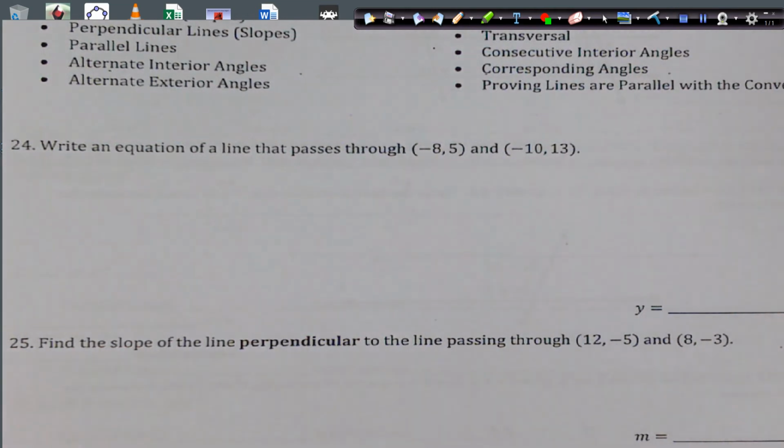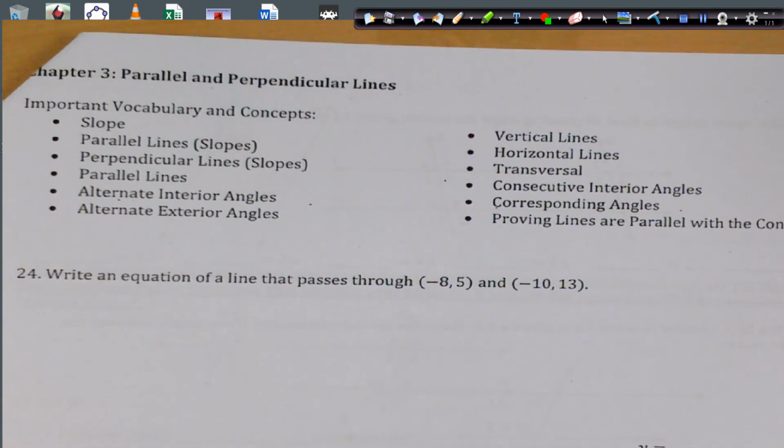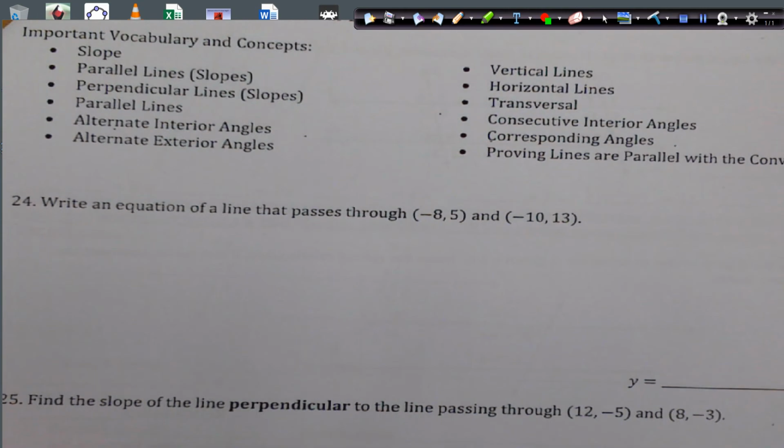Alright, welcome. This is part 2. We're starting with chapter 3 information. And so here we go. Write an equation of a line that passes through 2 points.